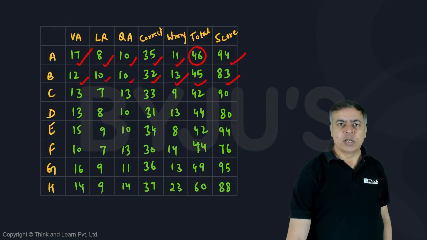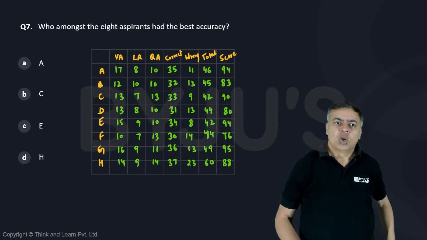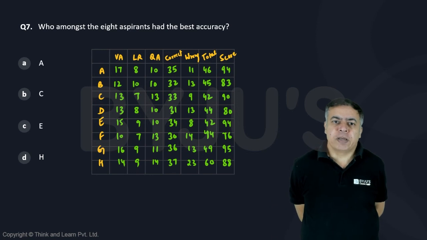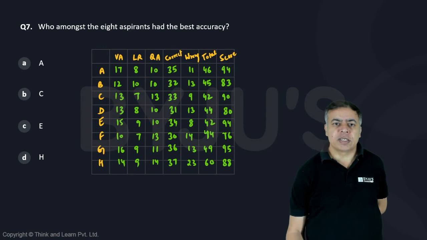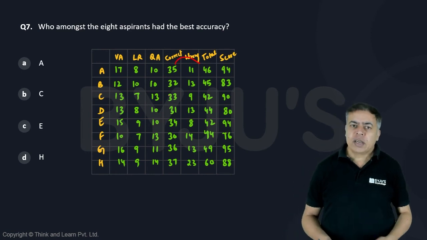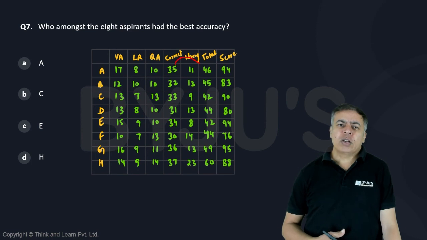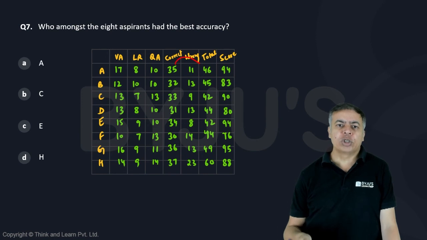Let's move to the first question on this set, and the question says, who among the 8 aspirants had the best accuracy? Now the best accuracy must be correct over total, right? Looking at like 35 by 46, 32 by 45, this seems difficult, right? So I would go for this: the best accuracy will be for the one whose wrong answers out of total should be the least.